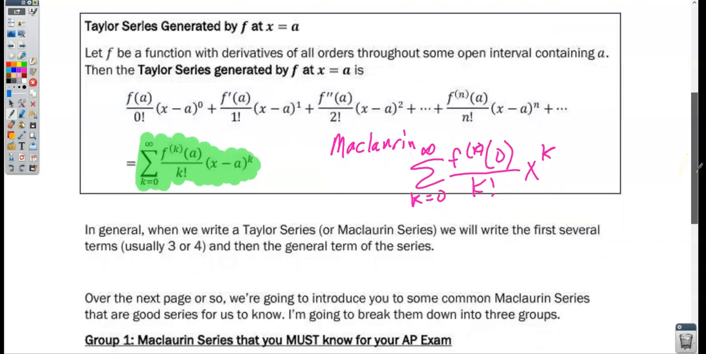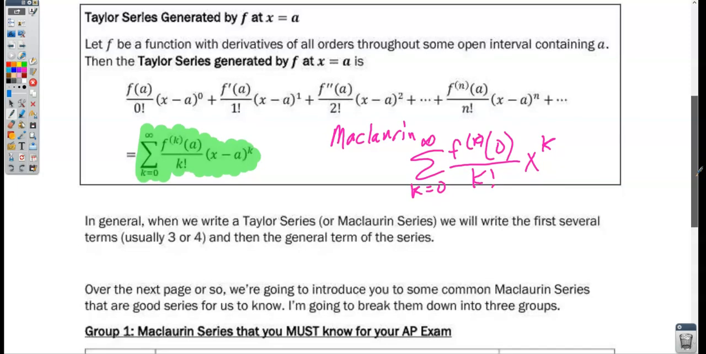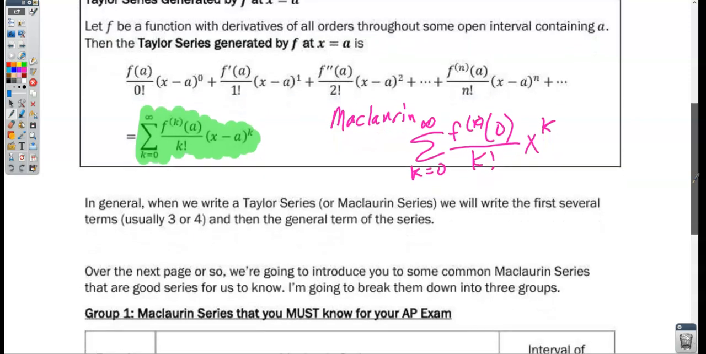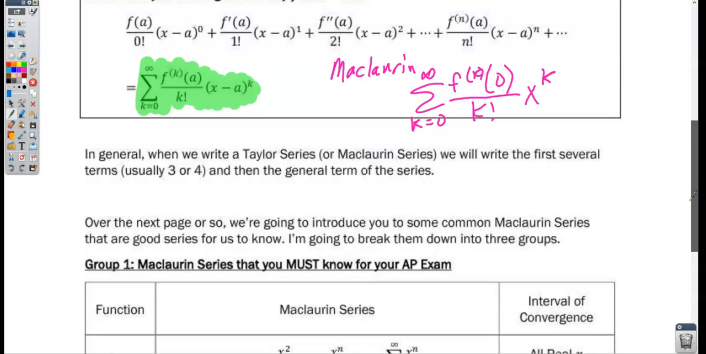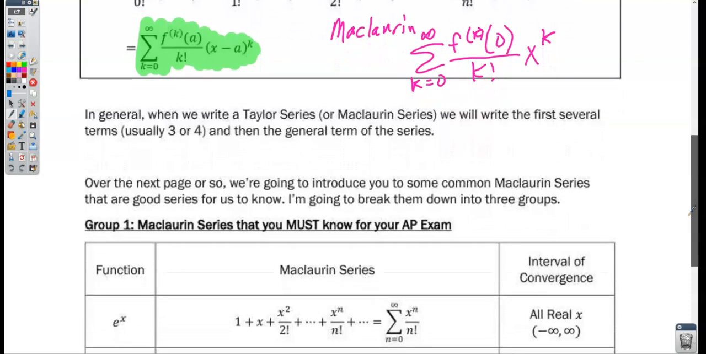Group 1, Maclaurin series that you absolutely must know for your AP exam. These are the 3 series that you are required to know. They might ask you to use these series in context on your AP exam, and you absolutely must know them. The first one is the series for e to the x. Our function here is e to the x. Here's the Maclaurin series for e to the x. And the interval of convergence for this series is all real numbers.